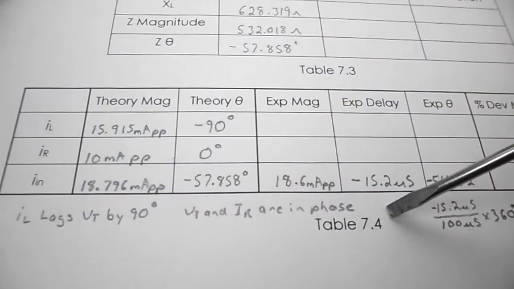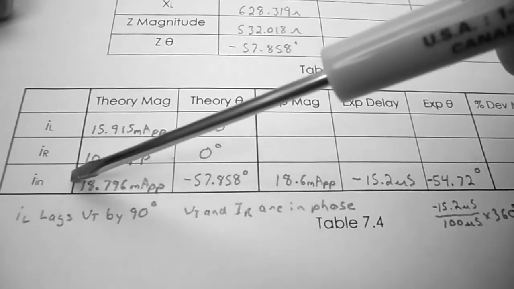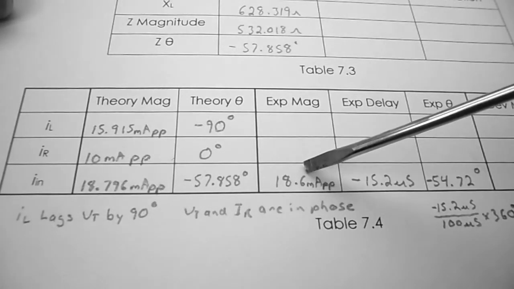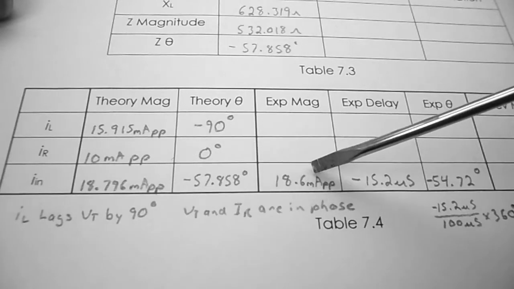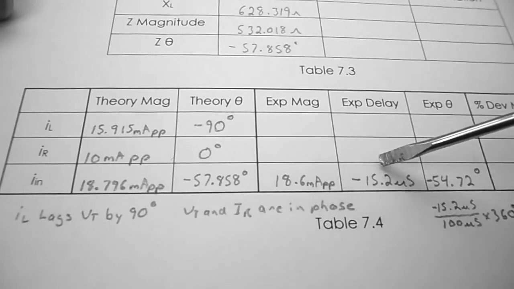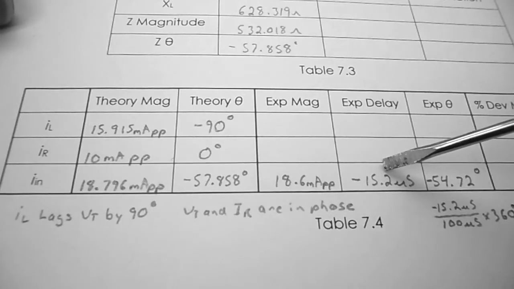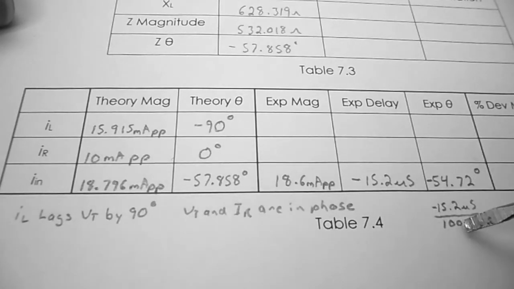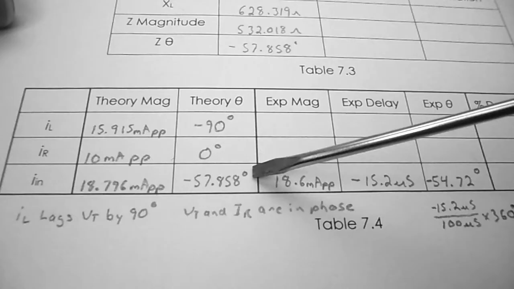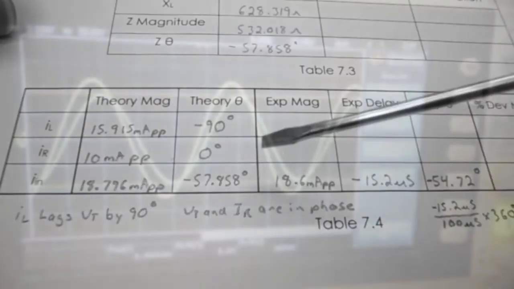So filling in table 7.4 for IT, I've got 18.6 milliamps peak to peak. I had an experimental delay of minus 15.2 microseconds divided by 100 microseconds times 360 degrees, which gave me a phase angle of minus 54.72 degrees. That compares favorably to the minus 57.858, which I'd calculated in theory.